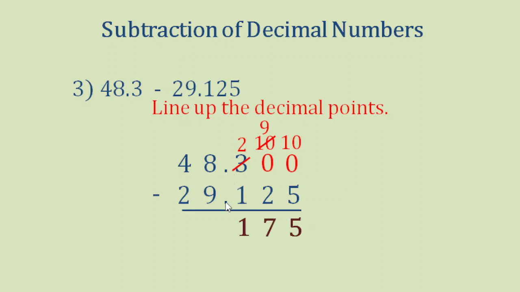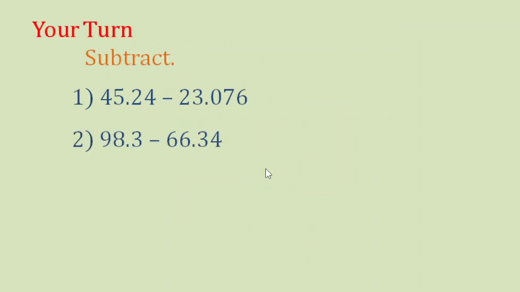Then we will indicate our decimal point. Then 8 minus 9 cannot be, because 8 is less than 9. So we borrow 1 from 4. So this 4 becomes 3. Then this 8 becomes 18. 18 minus 9 is 9. 3 minus 2 is 1. So our answer is 19.175.